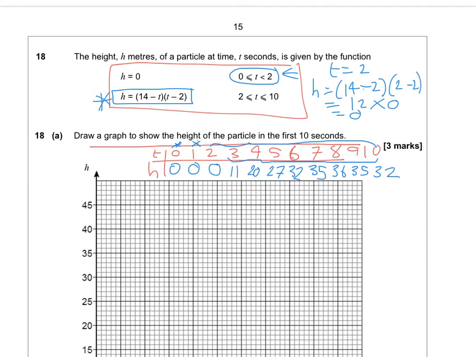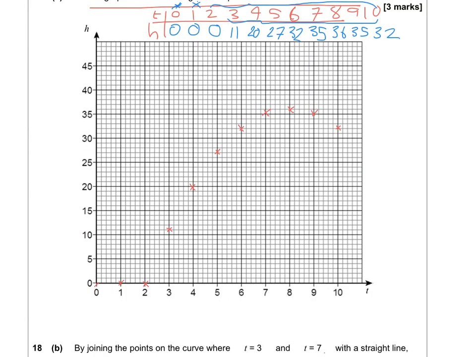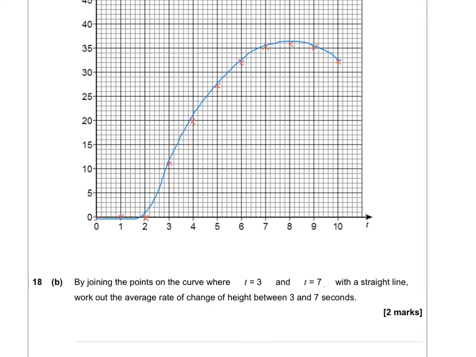We now need to plot these coordinates, h on the y-axis and t on the x-axis, on the set of axes provided. Once the coordinates have been plotted, as shown, a smooth curve needs to be drawn through them. Part B. By joining the points on the curve where t equals 3 and t equals 7 with a straight line, work out the average rate of change of height between 3 and 7 seconds.